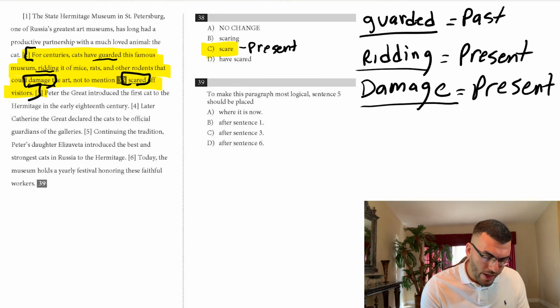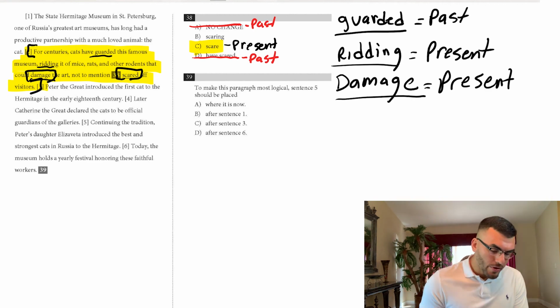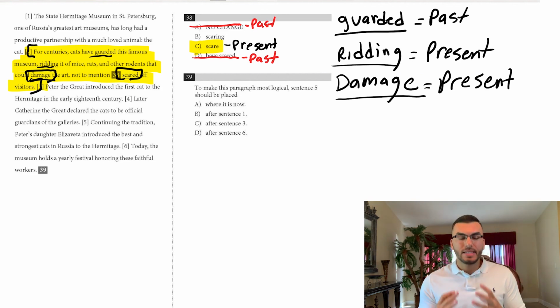We know for sure we can get rid of A, which is past tense, scared, and we can also get rid of D, which is also past tense. And scaring would not make sense. That's just grammatically incorrect if you were to plug it in. So could damage the art, not to mention scare off visitors. Those are in the same tense, damage and scare. So choice C is the correct answer.